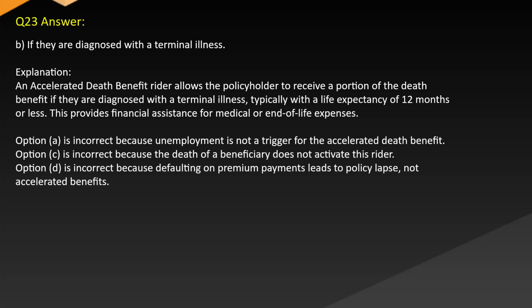Option A is incorrect because unemployment is not a trigger for the accelerated death benefit. Option C is incorrect because the death of a beneficiary does not activate this rider. Option D is incorrect because defaulting on premium payments leads to policy lapse, not accelerated benefits.